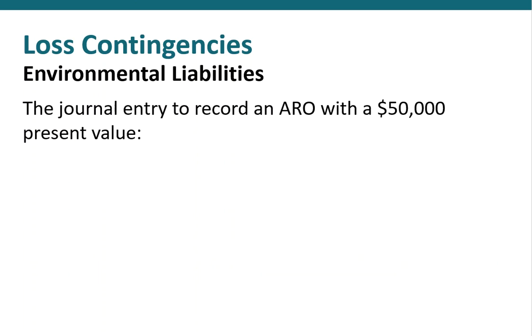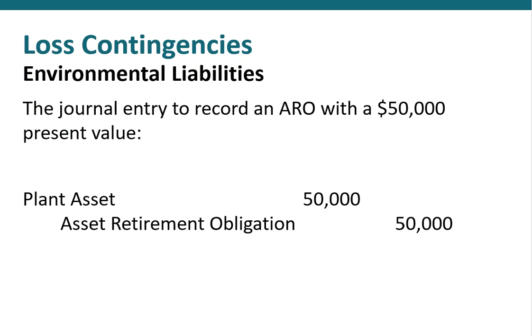Let's take a look at a journal entry to record a basic asset retirement obligation. If a company has an asset retirement obligation with a $50,000 present value, we're going to want to increase the amount of the plant asset by $50,000 because we want to increase its depreciable base, and at the same time we're going to record a $50,000 asset retirement obligation or liability on our books. So over time, as we depreciate the plant asset, that $50,000 will be spread out over the asset's useful life through the process of depreciation.